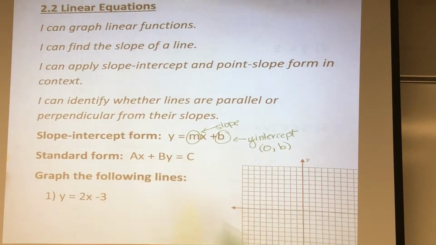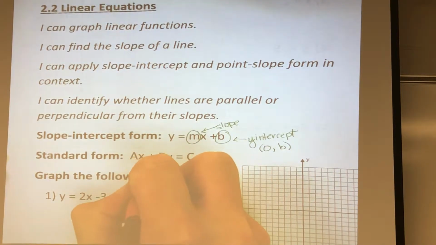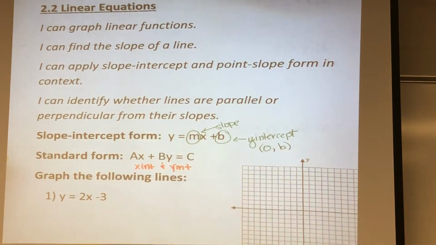Okay, when you have things in standard form, we are going to locate the x and y intercepts by substituting in 0 for y to find the x-intercept and substitute 0 in for x to find the y-intercept. So let's start with number 1.